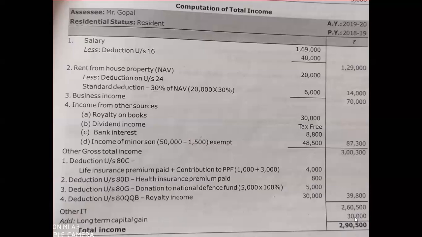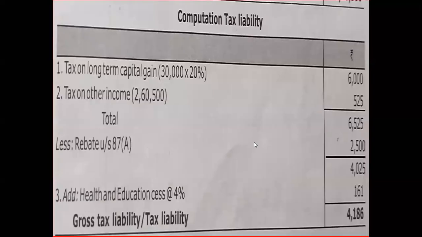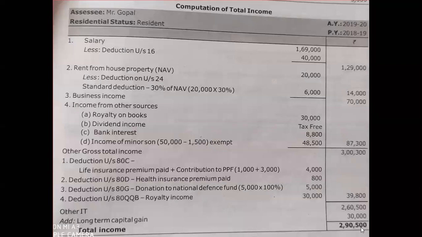So we have the income called long-term capital gain. On the long-term capital gain, we need to calculate tax at 20%. So separately, tax on long-term capital gain: 30,000 into 20% gives 6,000. Now, the total income is 2,90,500. Already on the long-term capital gain we have calculated the 20% tax rate. So the balance amount is 2,60,500. Correct? So 2,90,500 minus 30,000, 2,60,500 will be the balance amount, that is other income.